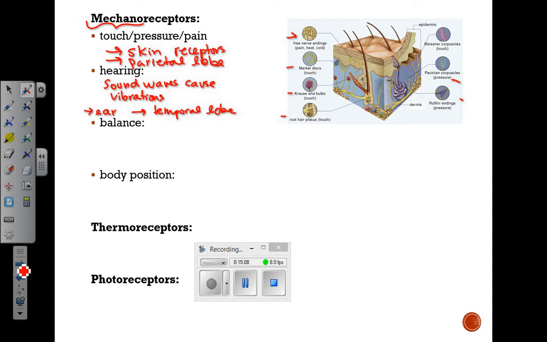Balance is similar to this in the sense that it is also your ear. So your ear does two things. Your ear helps you hear, but your ear also helps you balance. When you move, any sort of movement shifts ear fluid and structures.